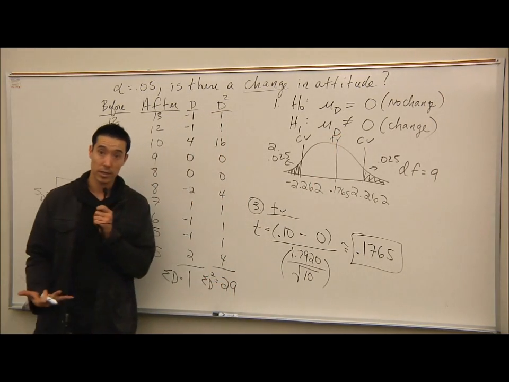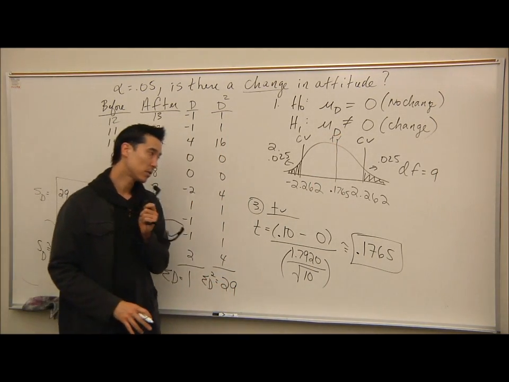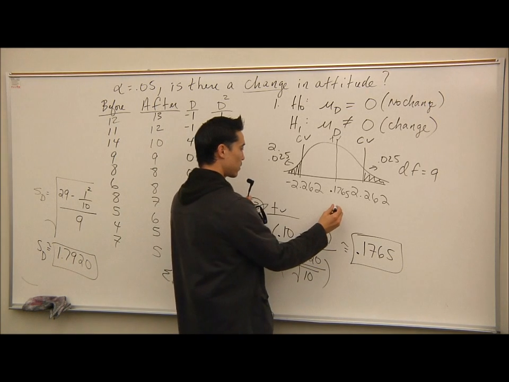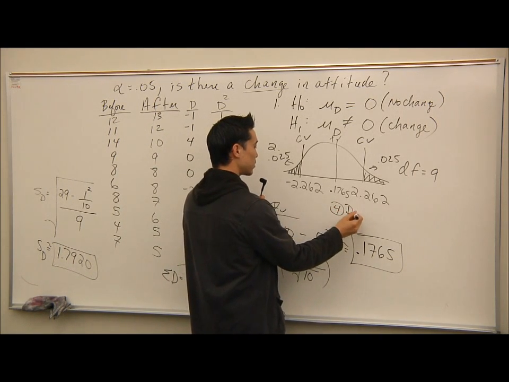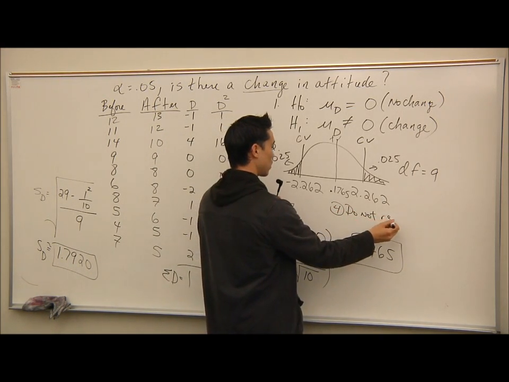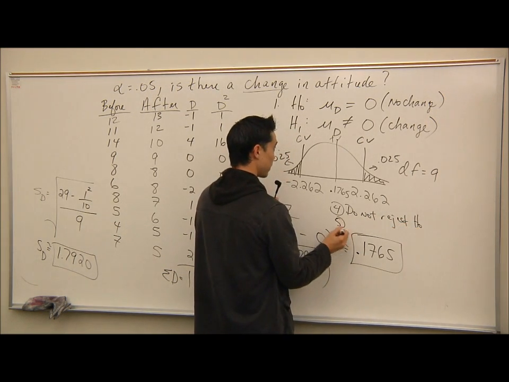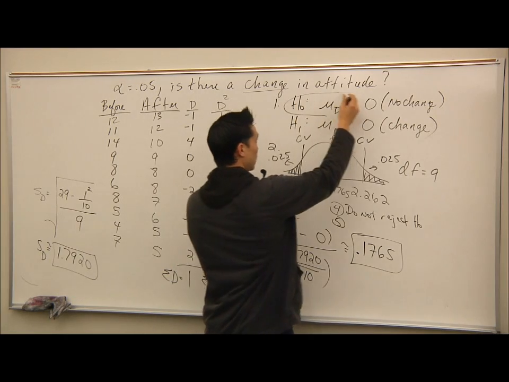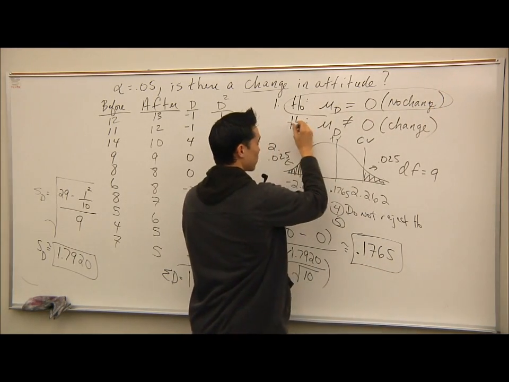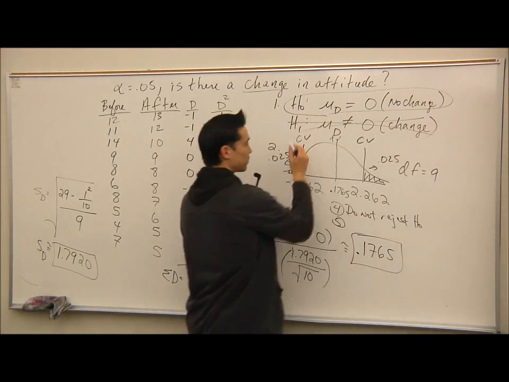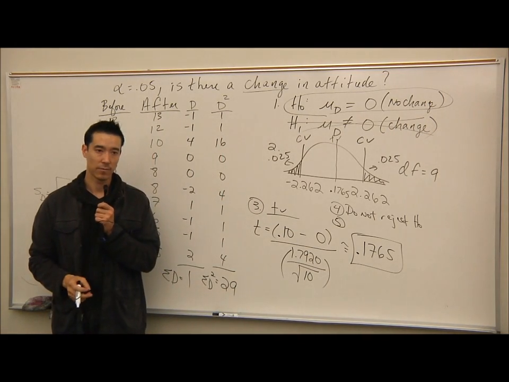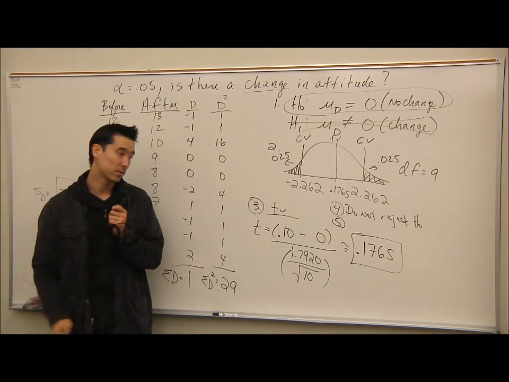So it's not in the rejection region at all. So to finish up this problem, step 4, do not reject H0. And step 5, if I don't reject H0, I'm going with that there was no change in attitude. Okay? The expected difference before and after was 0, so there's no change.